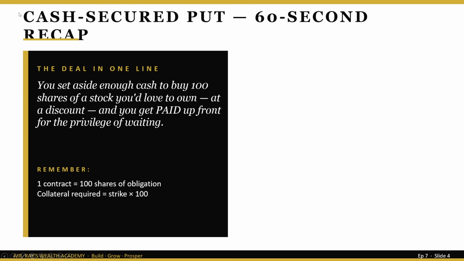All right, so let's do a quick recap on the cash secured put. That's what we're going to be doing today, a CSP. Now, here's the deal. You got to make sure that you got enough cash set aside to buy 100 shares of the stock that you'd like to own, right? At a discount. And you're going to get paid up front for the privilege of waiting to see if it hits that strike price, okay? So one contract will always equal 100 shares of obligation. So the collateral that's going to be required is going to be equal to the strike price times 100. Remember that.